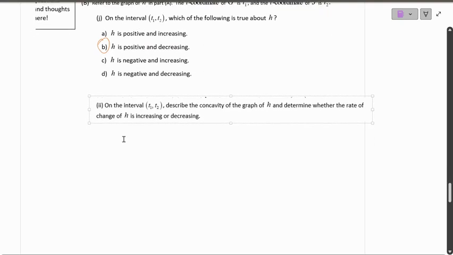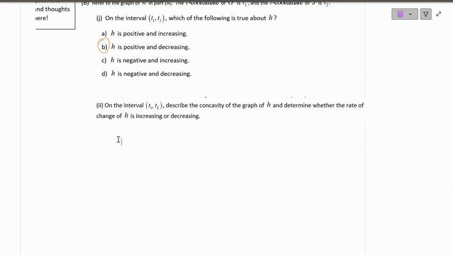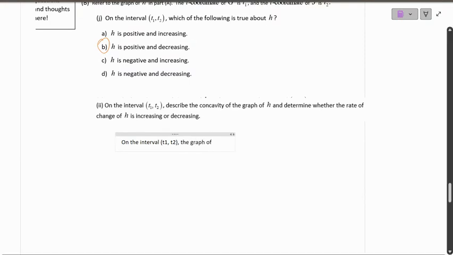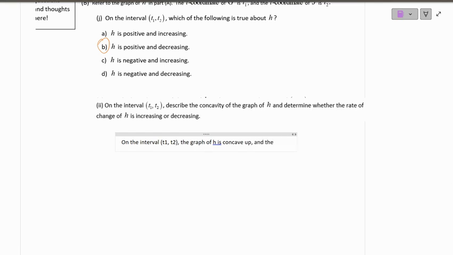So now to write our answer, again, this is your best answer that you can give that will get you full points. So again, use the question. So we will say on the interval T1 to T2, right? Exactly like it says. And then we're going to say the graph of H is, and then you put your answer of concave up or concave down. So we decided it was concave up. And the rate of change of H is increasing.